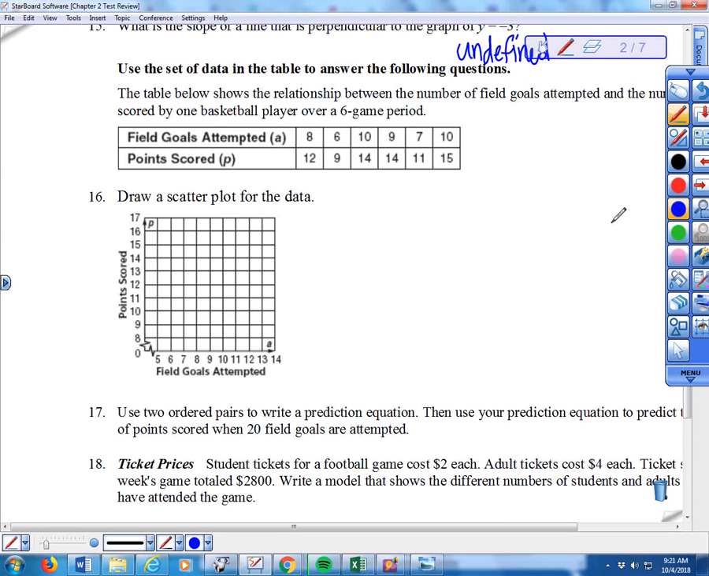So I have (8, 6), (6, 9). Actually (8, 6), yeah, (8, 6) is there. (10, 14). (8, 12). Oh, thank you. I don't know where I got (8, 6). (9, 14). And (7, 11). And (10, 15).